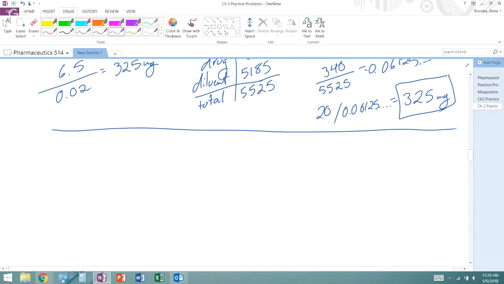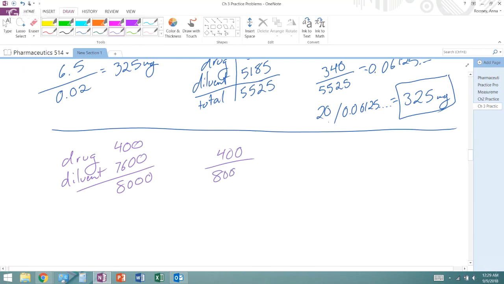So we're going to go look at the book. The book did 400 milligrams. Then they did 7,600 milligrams. And so they found 8,000. So then their strength was 400 divided by 8,000. And so that is 0.05. And then so 20 divided by 0.05 is equal to 400 milligrams, which is a difference of 75 milligrams.